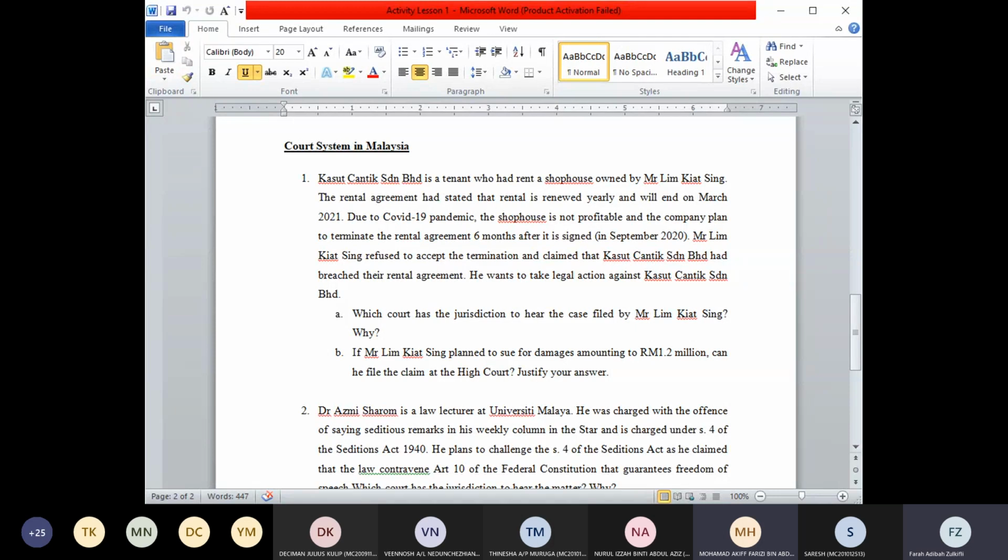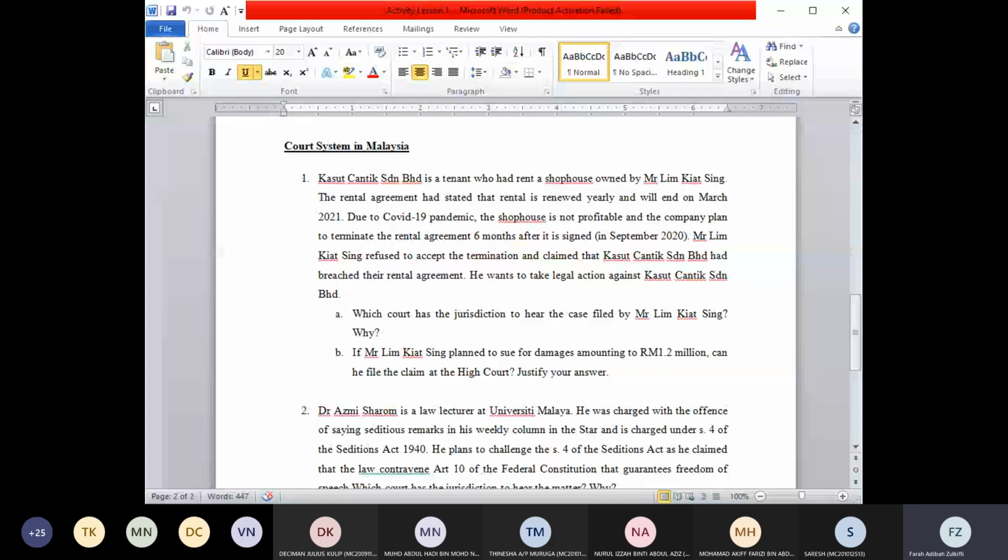Okay, thank you. Abdul Hadi, you did not agree. Why? From my understanding, all cases regarding landlord and tenant have unlimited jurisdiction in the session court, right? So even though the amount exceeds 1 million, the case will still be held in the session court. So your answer for A is? Session court. B? Still the same, also Sessions Court.